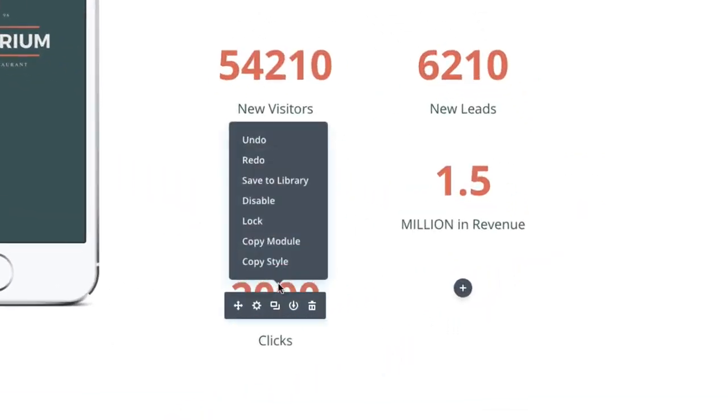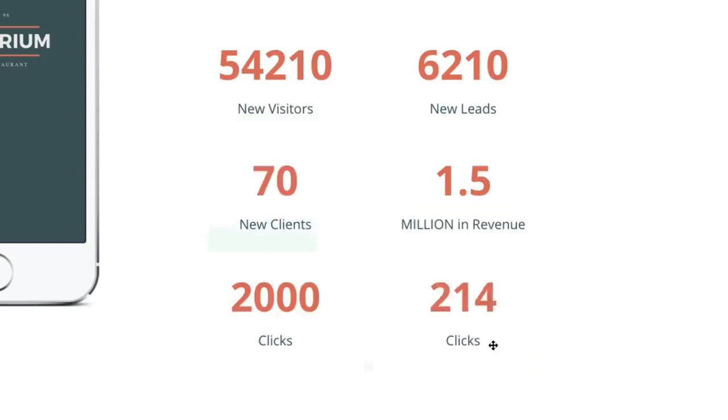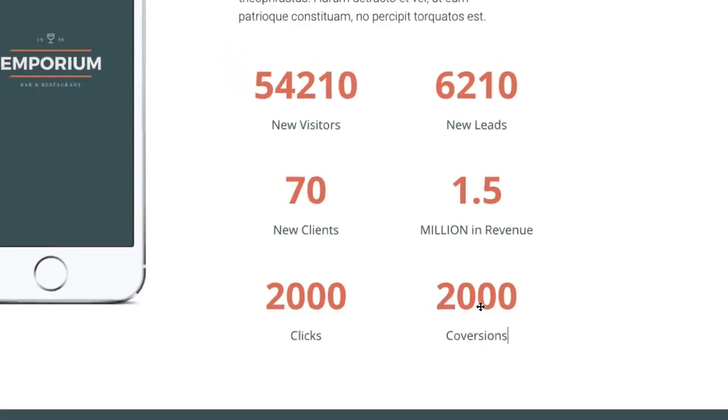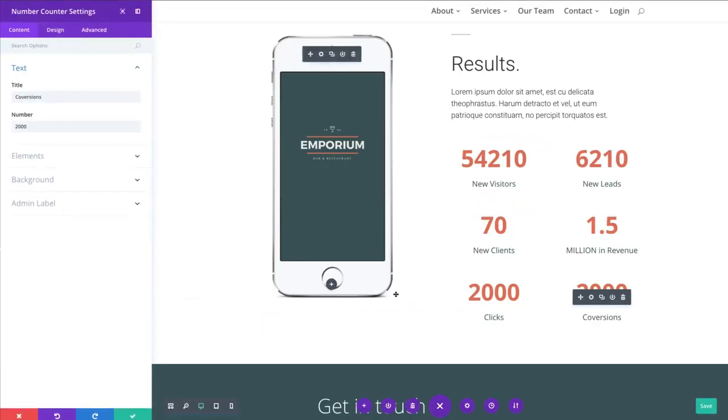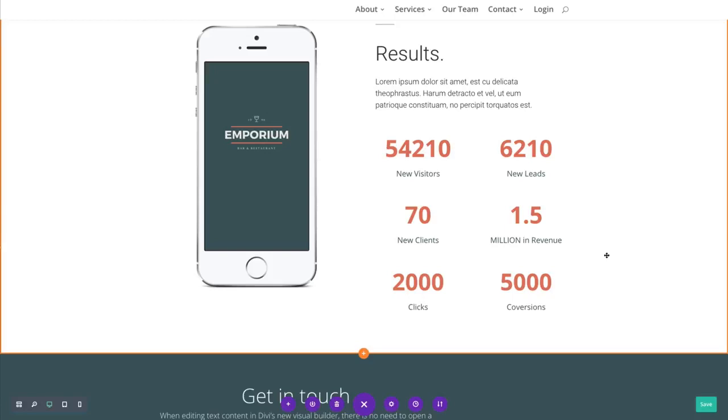Now, if I wanted to add another one, I could. I'm just going to go ahead and right click and copy the module and then paste it over here. And since I'm in the visual builder, I can just modify the text here. Maybe we can call this one conversions or something. And then I'll go ahead and edit the number here to whatever number I want. Let's make it 5,000 or something. And there you go. There's your overview of the number counter module.